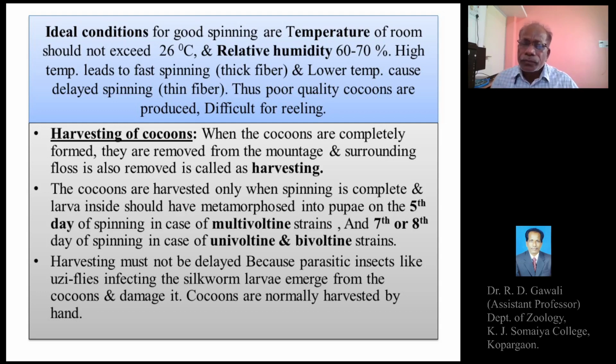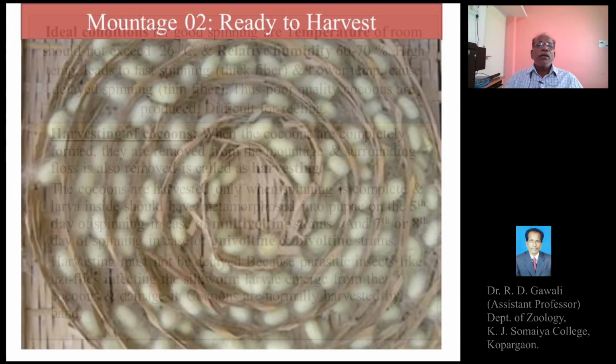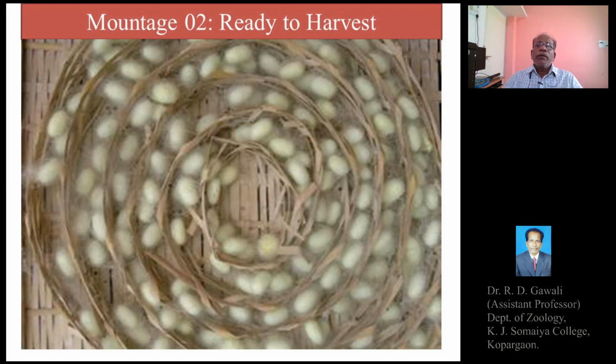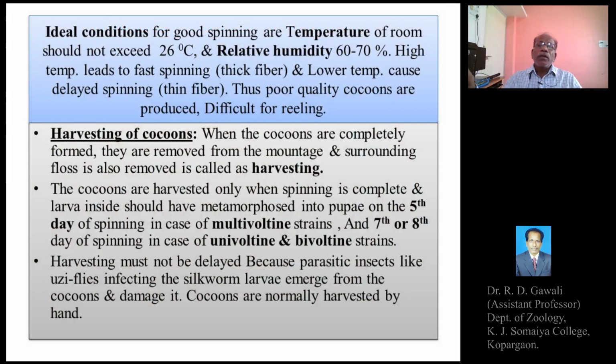Then the next point is harvesting of the cocoons. So when the cocoons are completely formed, like the mountage in this figure or image, we can see the cocoons are completely formed in the mountage and are now ready to harvest. While harvesting or collecting the cocoons, they are simply removed from the mountage and the surrounding floss is also removed.